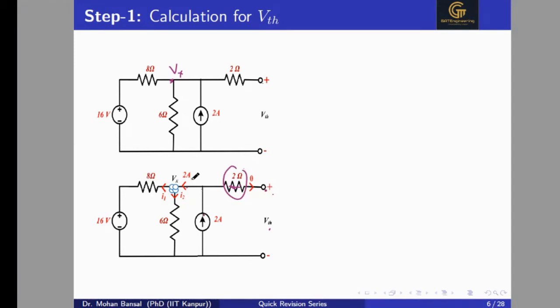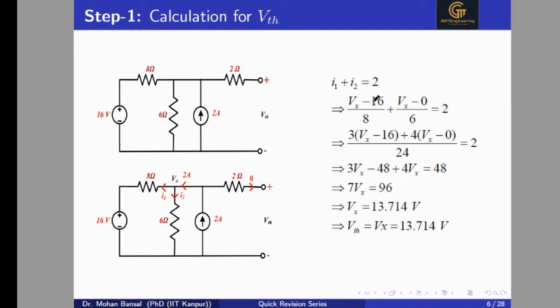So this 2 ampere current will go in this direction and it will divide at the node Vx. So what we will get? 2 is equal to I1 plus I2. It is dividing at node Vx. So we are getting I1 plus I2 equal to 2, and we'll apply the nodal analysis at this point, where I1 is nothing but (Vx minus 16) divided by 8 that we are writing here. I2 is Vx divided by 6, and the sum is equal to 2.